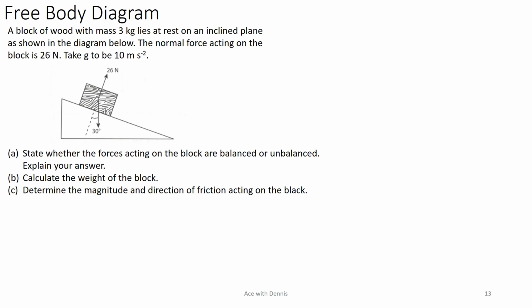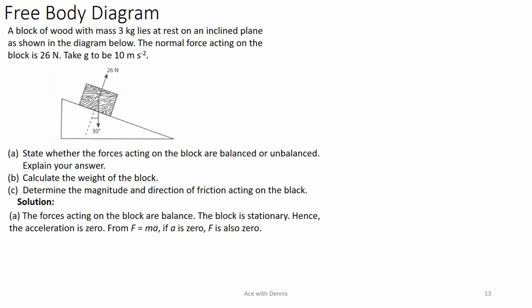Okay, now look at the solution. For A, the forces acting on the block are balanced. The block is stationary. Hence, the acceleration is 0 from F equals ma. If a is 0, then the force is 0. So for B, we know that W equals mg. For this case, m is 3, g is 10, so 3 times 10 will get 30 newtons.